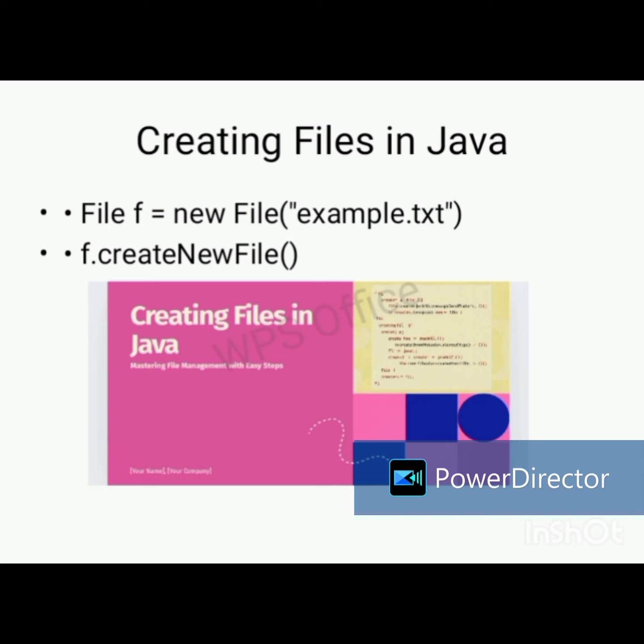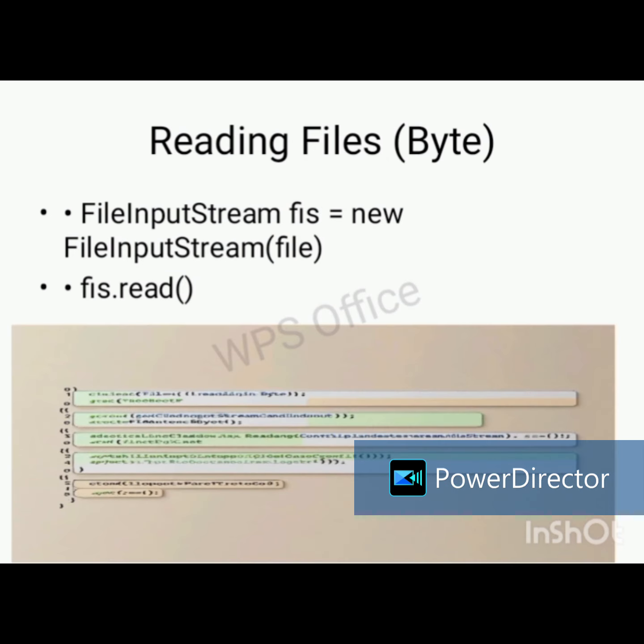Once a file is successfully created, you can proceed to write content or append data using appropriate writer or output stream classes. Reading files. Reading files in byte mode is useful when dealing with binary files like images, videos, or any non-textual content. In Java, this is achieved using the FileInputStream class, a subclass of InputStream.